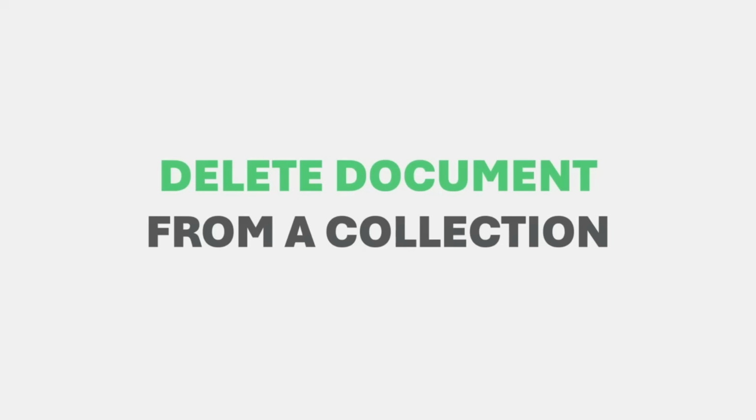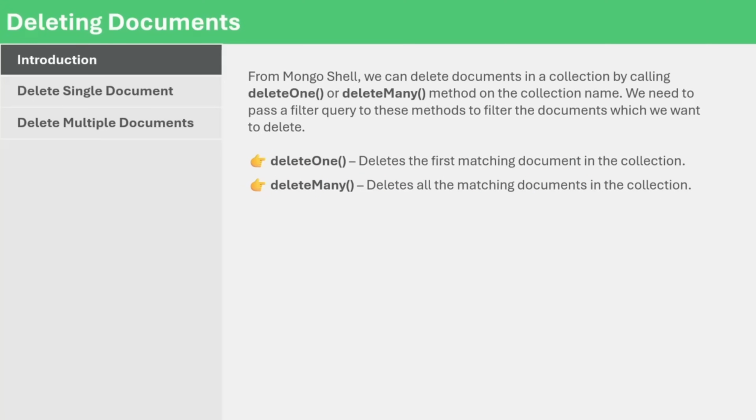So in order to delete documents from a collection, again we have two methods. We have deleteOne and we have deleteMany. When we want to delete a single document from a collection, we can use the deleteOne method. And when we want to delete multiple documents from a collection, we can use the deleteMany method. So let's start with the deleteOne method.